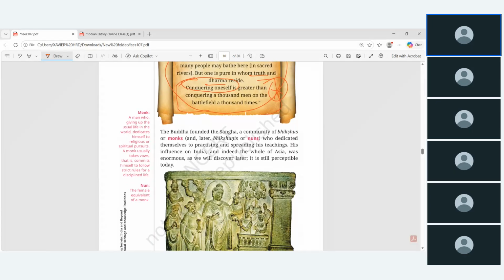Jaina or Jina. And Buddha founded a Sangha. As we said, the Sangha consists of bhikshus and bhikshunis, that means monks and nuns.